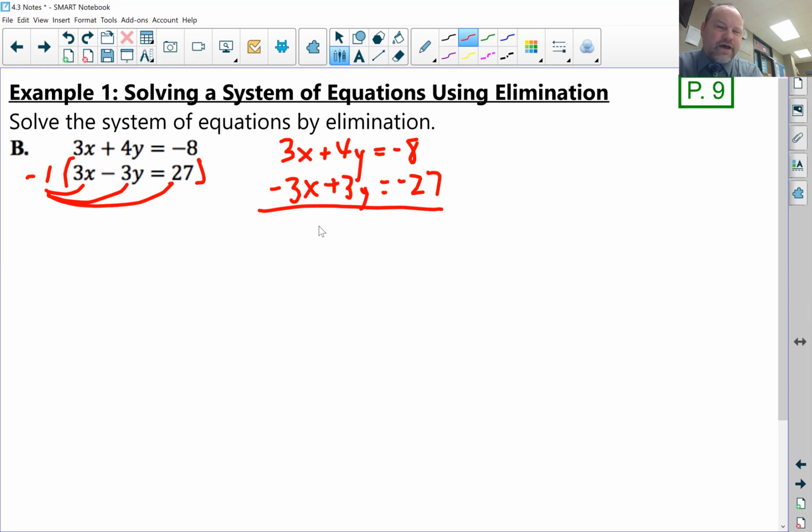Now my x's have opposite signs, and I can add. 3x plus -3x, that's 0. It eliminates the x's. 4y plus 3y, 7y. Negative 8 plus negative 27 is negative 35. Divide both sides by 7. I get y equals negative 5.